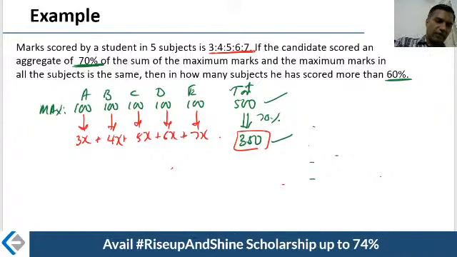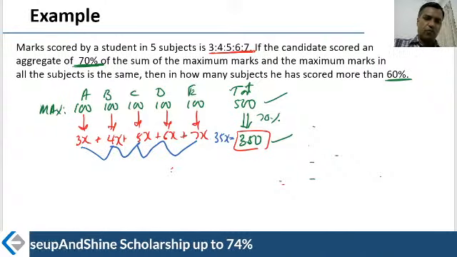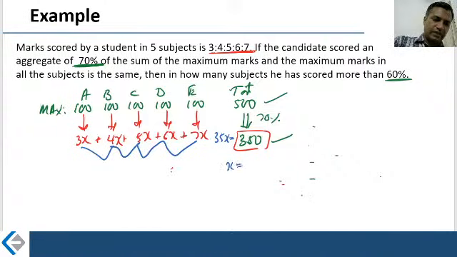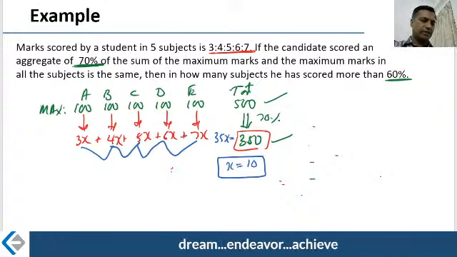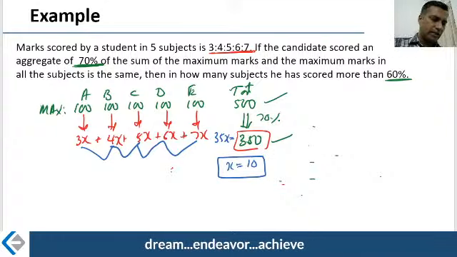Well, it's becoming 35x. Therefore, you are saying that 35x is equal to 350. I added these numbers, 3, 4, and then 5, and 6, and 7. It has become 35x. Therefore, what is the value of x, friends? The value of x is nothing but 10.